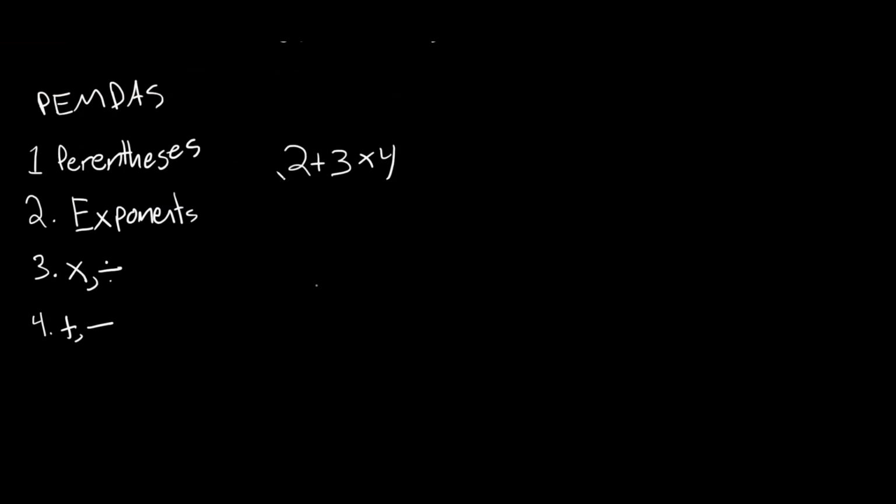Is there multiplication between 2 and 3? No. But there is multiplication between 3 and 4, so this is going to get us 12. And then we just move down the rest of the expression. Now we move down to the next step, and we see this is addition and subtraction. There is addition here, so we will add these, and that gives us 14.